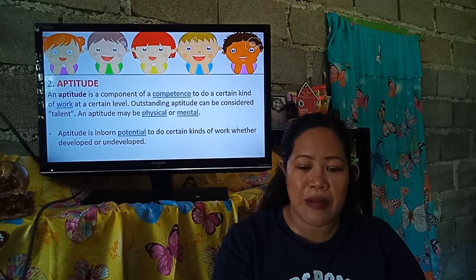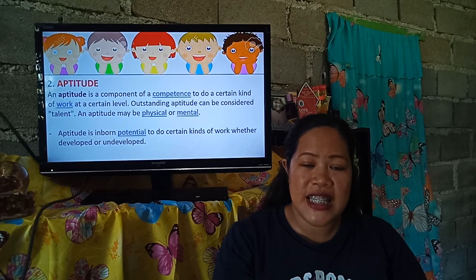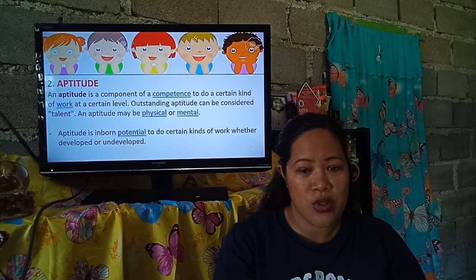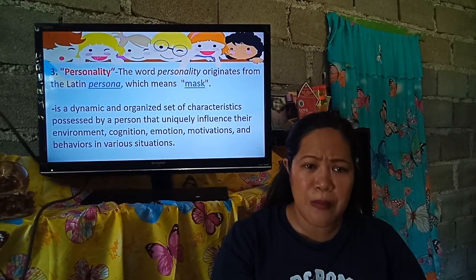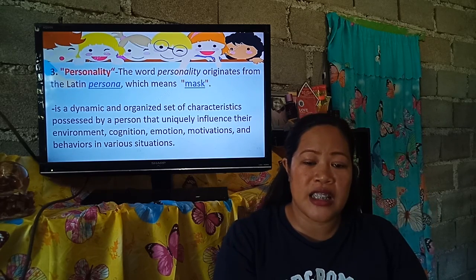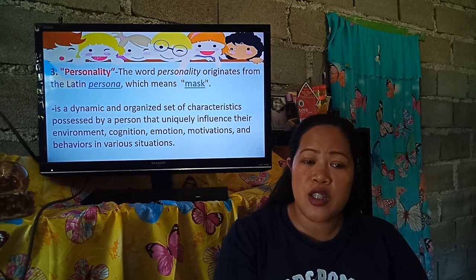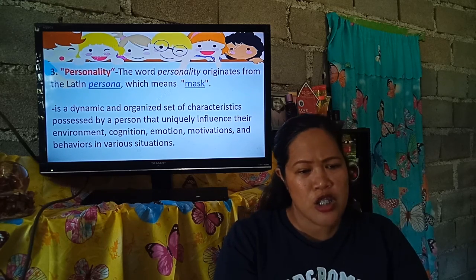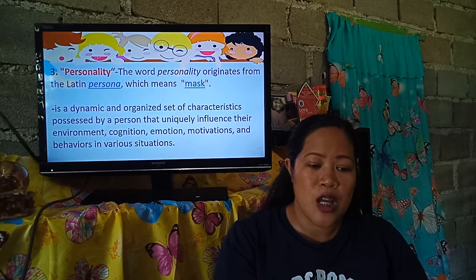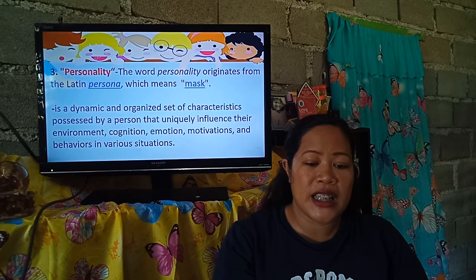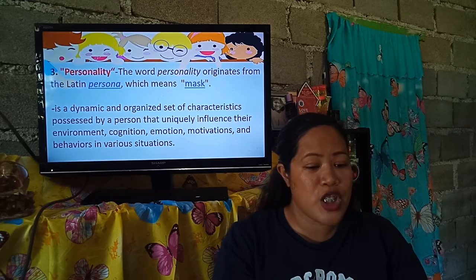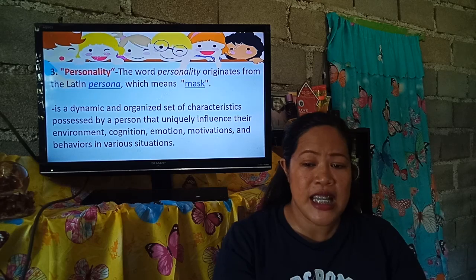The innate nature of aptitude is in contrast to skills and achievement, which represent knowledge or ability that is gained through learning. Number 3 characteristic is the personality. The word personality originates from the Latin persona, which means mask. Personality is a dynamic and organized set of characteristics possessed by a person that uniquely influence their environment, cognition, emotion, motivations, and behaviors in various situations.